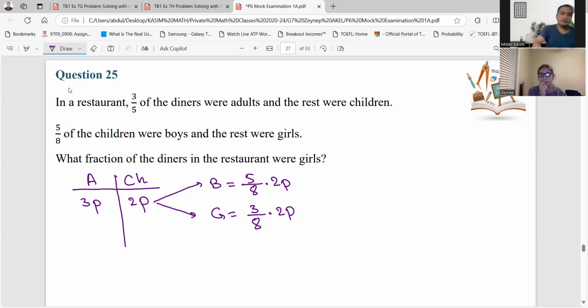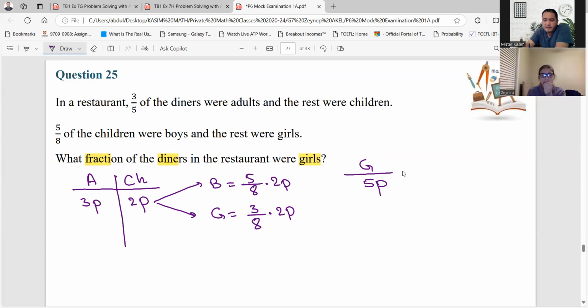What is the question here? The question is, what fraction of the diners in the restaurant were girls? So that means that we have to find girls, right, over all people. All people, how many people in the restaurant? We would have to add, so 5p, right? Because adults and children together, it is 5p. That is the total number of people in the restaurant.